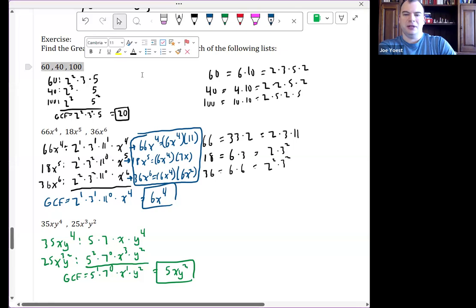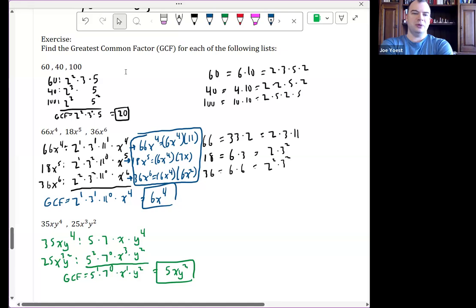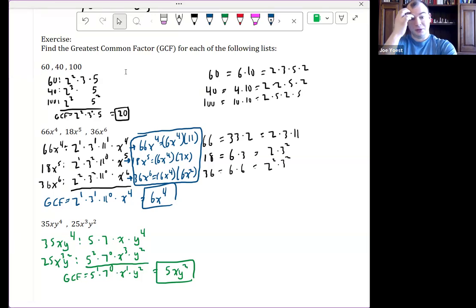So for 60, 40, and 100, we see the prime factorization for 60 is 2 squared times 3 to the first times 5 to the first. For 40, 2 cubed times 3 to the 0 times 5 to the first. And for 100, 2 squared times 3 to the 0 times 5 squared, if we really wanted to put the 3 to the 0s in there. And our GCF then, how many factors of 2 should we have? What's the smallest power on 2? We have powers of 3 and 2. The smallest of those is 2, so 2 squared.